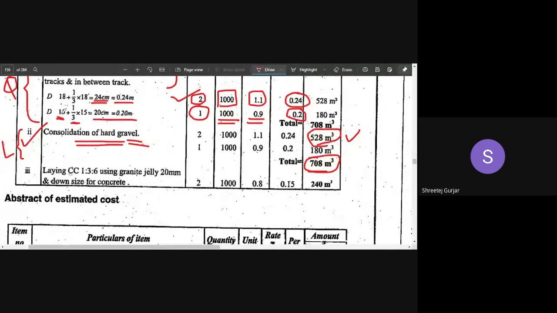Then the third, the last thing is your cement concrete layer, right? 1:3:6. So two number of tracks we have, right? 1000 is the length of your road. 0.8 is the width of each road. That is given in your question, in your cross section, and the thickness is also mentioned as 0.15. No compaction is needed for cement concrete, so do not add 1/3 over here. So write as it is, and calculate the total quantity of material.